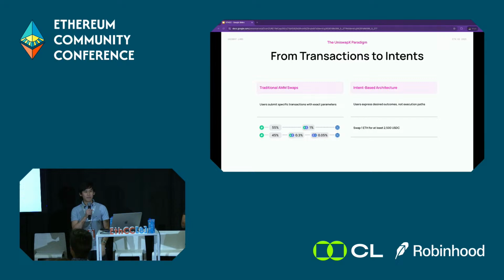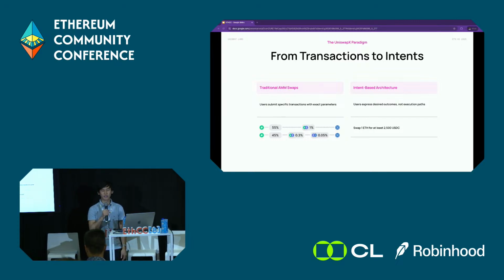So with traditional AMM swaps, a routing algorithm is going to give you a set of call data that encodes the path of pools to trade through. And you take all this call data and you send a transaction with it, and that's going to execute your swap. Intents are a shift away from users specifying these parameters. So you can just say, for example, I want to swap 1 ETH for at least 2,500 USDC.